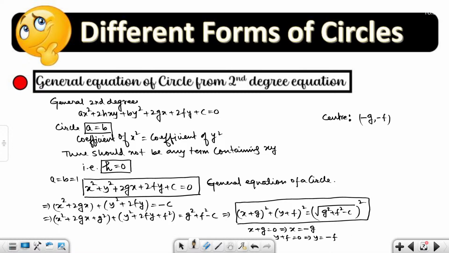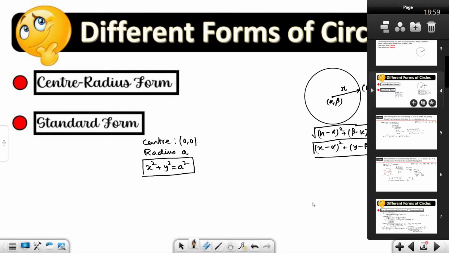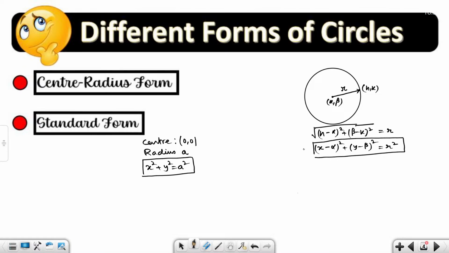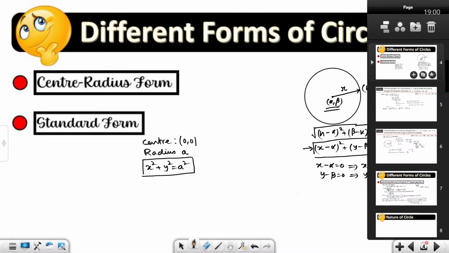Let us just refer to the previous slide. In this, the equation was this. This is the center radius form. What is its center? If you put x minus alpha is 0 and y minus beta is 0, we get x as alpha and y as beta. That's exactly what we got here. And what is the radius? The radius is whatever there is on the right hand side, its square root. Here r square is there, so radius will be only r, right? Same thing here also.